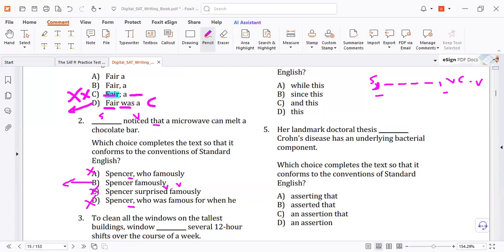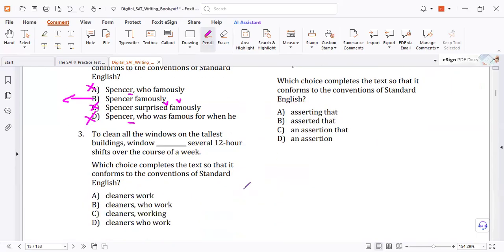Now this is the next. Now it's your turn. Try.